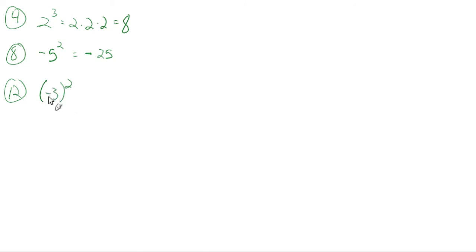This stuff is a negative and a 3. And then we want to take all that stuff and multiply it by itself twice. So I'll take negative 3 and multiply it by itself twice. Negative 3 times negative 3 is positive 9. Negative times negative is positive. Big, ginormous, astronomical difference here.